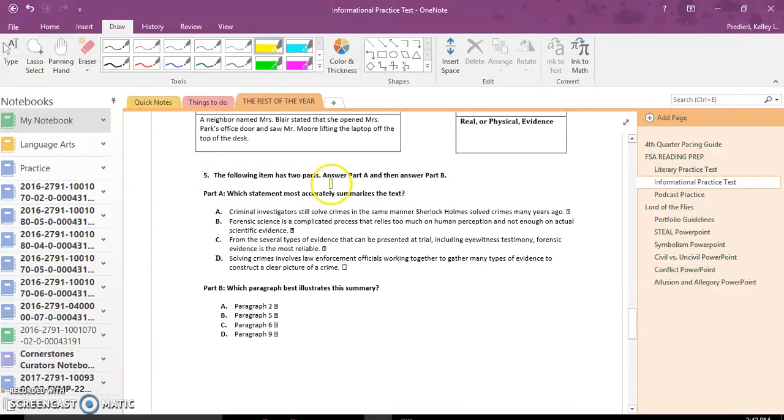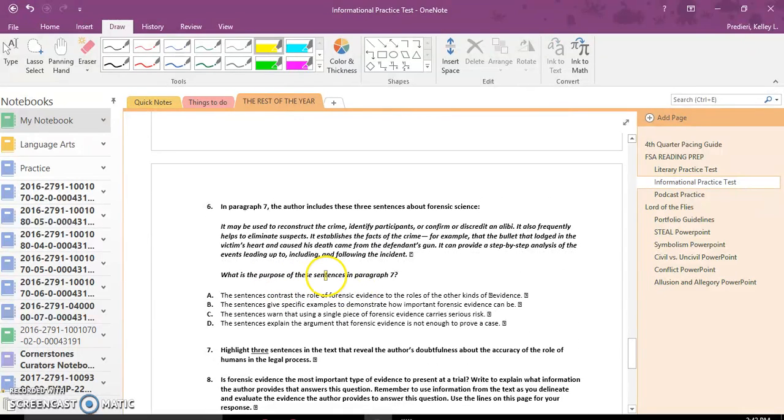The following item has 2 parts. Answer part A and then part B. Which statement most accurately summarizes the text? So summary is the whole thing. So which part most accurately describes the entire text? Which paragraph best illustrates this summary?